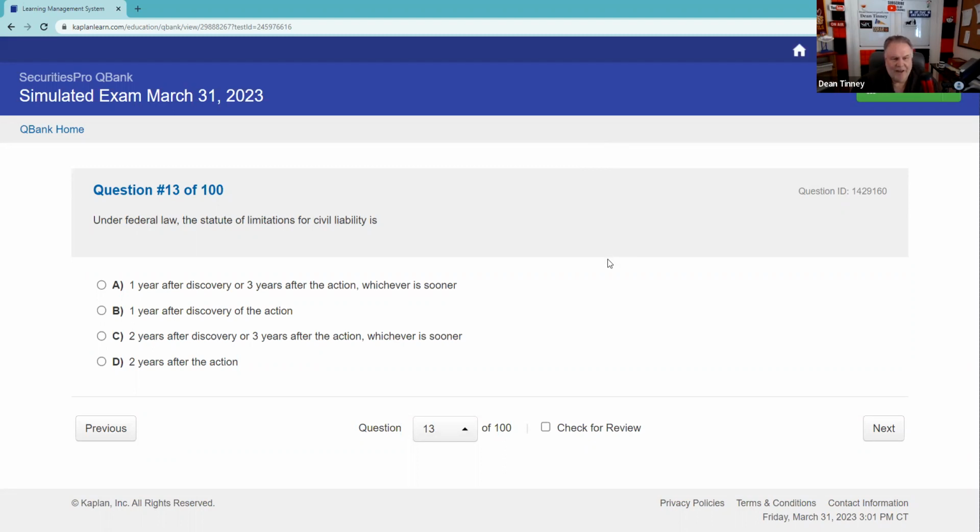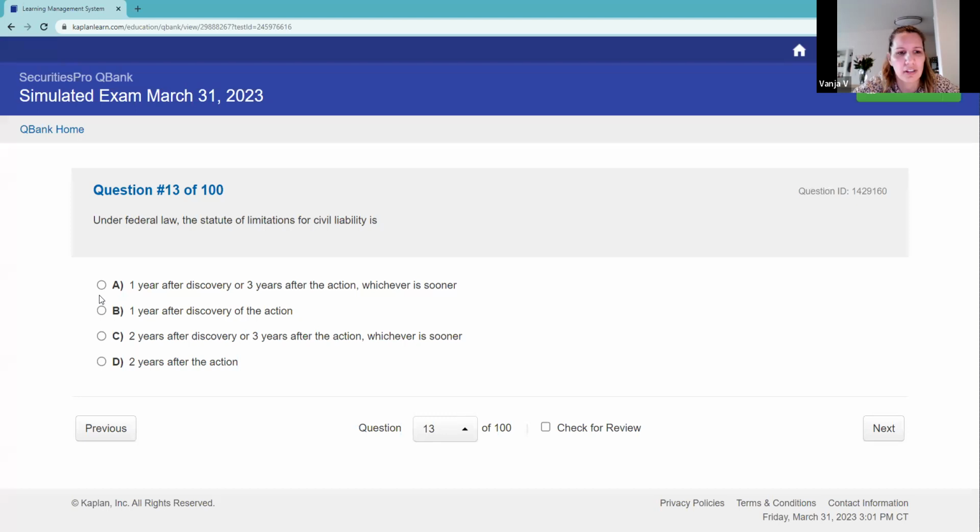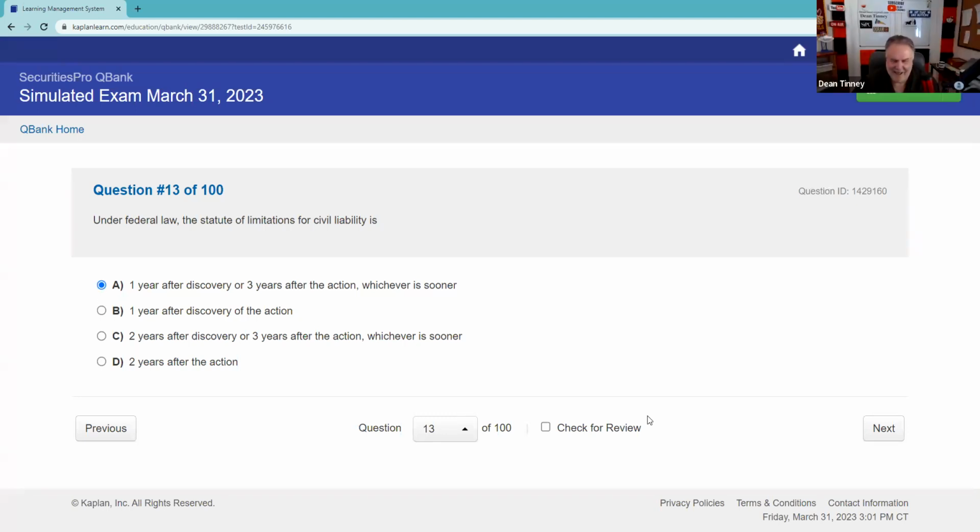Under federal law, the statute of limitations for civil liability is. So it's 3 years of the action, 2 years after discovery. The only thing is, state or federal. Yeah, that's the key. Yes. I can't remember because I think federal is more strict. So I'm gonna go with an A, 1 year after discovery and 3 years after the action. Man, you are on fire.